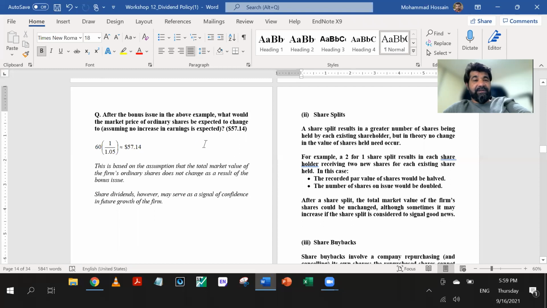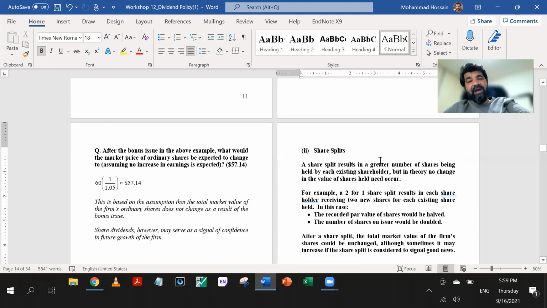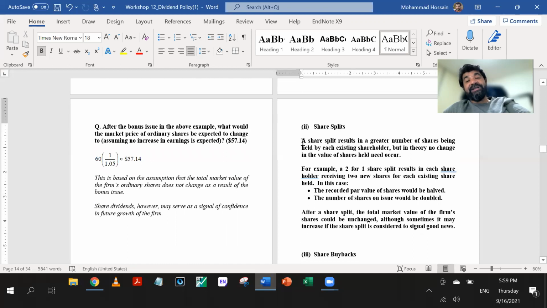Now let's move on to share splits. How do they split the share? A share split results in a greater number of shares being held by each existing shareholder, but in theory, no change in the value of shares held needs to occur. For example, a 2-for-1 share split results in each shareholder receiving 2 new shares for each existing share held. The share split means if you have 1 share, they give you extra shares. The 2-for-1 share split.